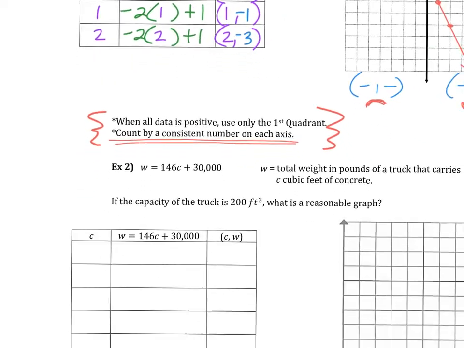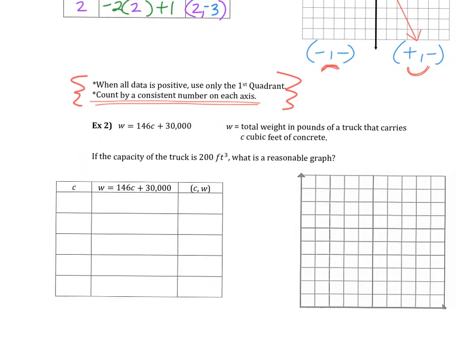Okay, let's look at example 2 here. This one says you have the equation W equals 146C plus 30,000. W is the total weight in pounds of a truck that carries C cubic feet of concrete. So C is representing concrete, and W is representing weight in pounds. It says if the capacity of the truck is 200 cubic feet, what is a reasonable graph?